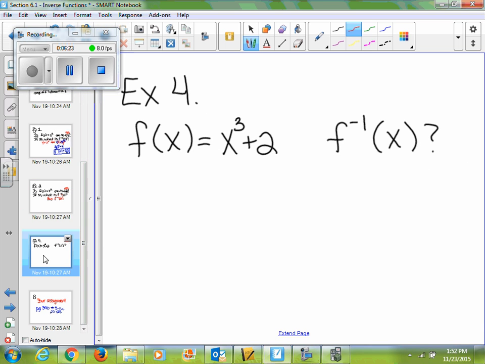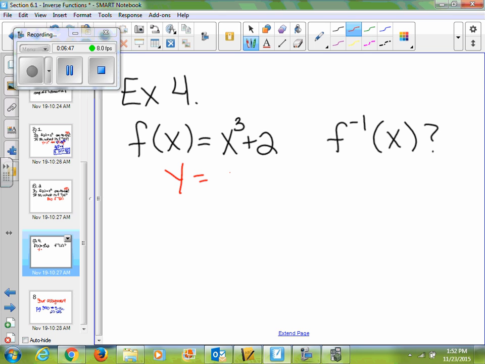Okay, so let's practice finding an inverse function one more time. So if I'm given the function f of x equals x cubed plus 2, and I need to find my inverse function, what do I need to do to find that inverse? That's to tell me if it's one-to-one. Oh, okay. I just need to know how to find my inverse. Switch the y and x, perfect.